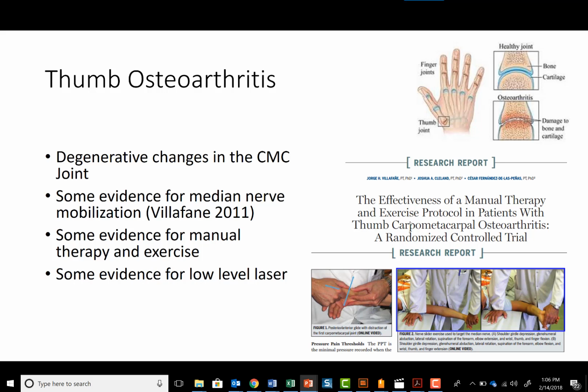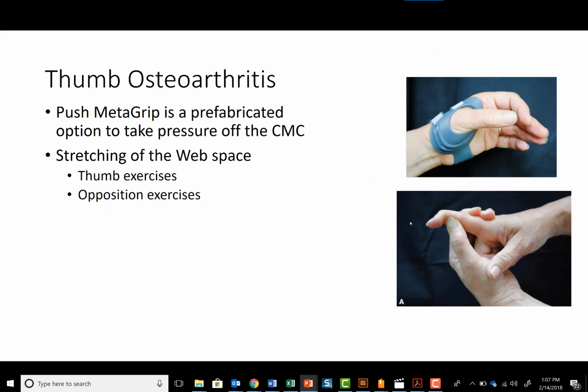So what do we do? How do we treat these individuals? There is some evidence out there. We can do local mobilizations at the CMC joint, which we'll go over in class. So we can mobilize the thumb. There's also this study that looked at mobilization of the nervous system, where they did median nerve gliding, and that seemed to help and reduce some of this. You may see some evidence for low-level laser. And then you also can put them in a brace. If they're going to continue to work and use this thumb, they may need to be braced up to take a little bit of pressure off of it.